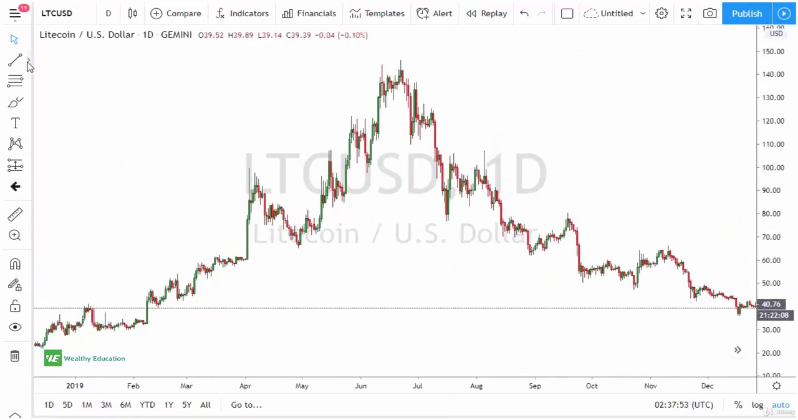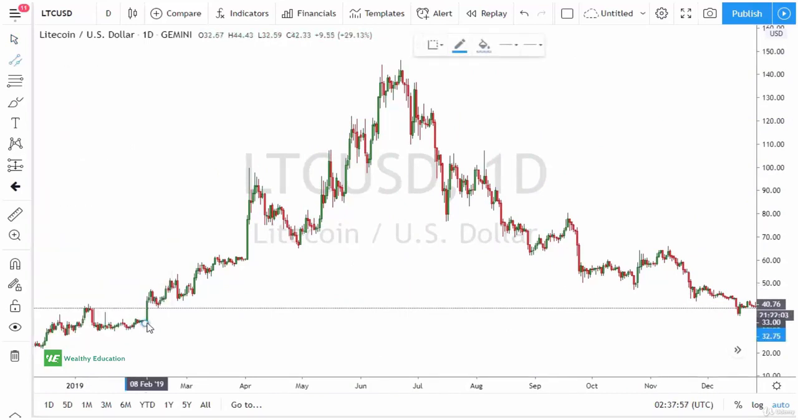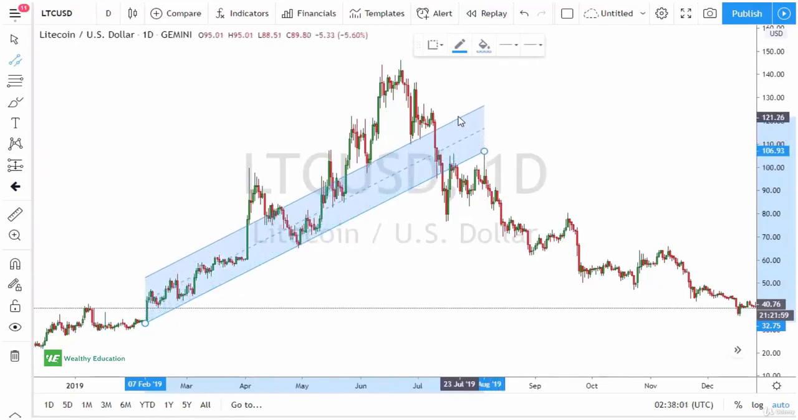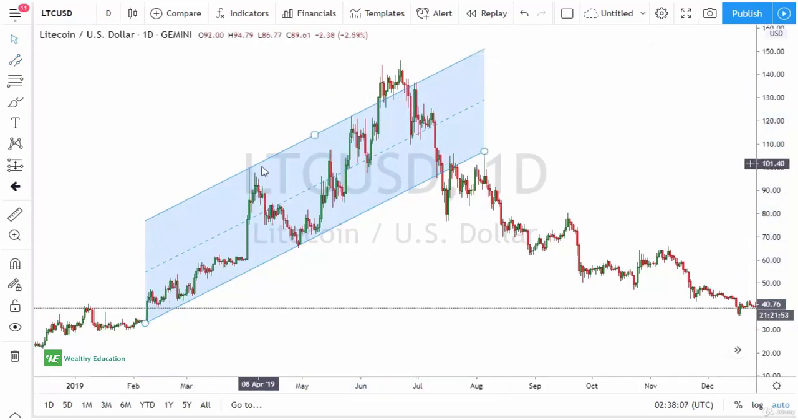Sometimes people like to trade channels, and you can click on parallel channel and draw the same trend line, and then you drag it up. What you're doing is looking for, in this case, where we actually broke above it, hit it again, and gained back. So there was a little bit of a parallel channel here.